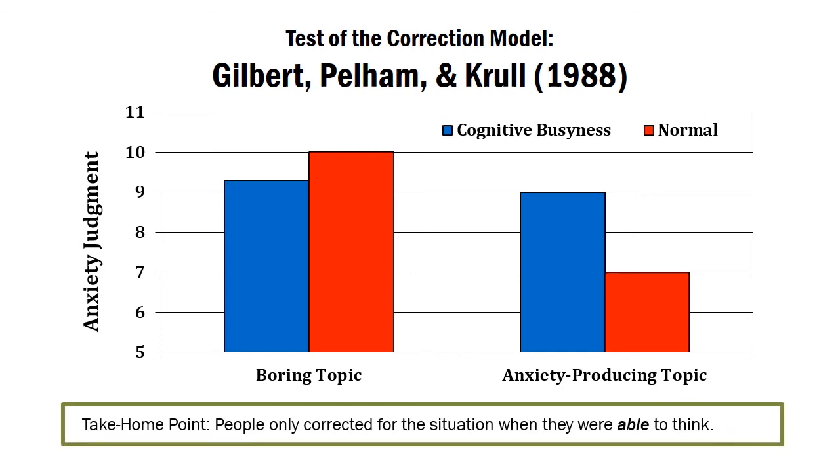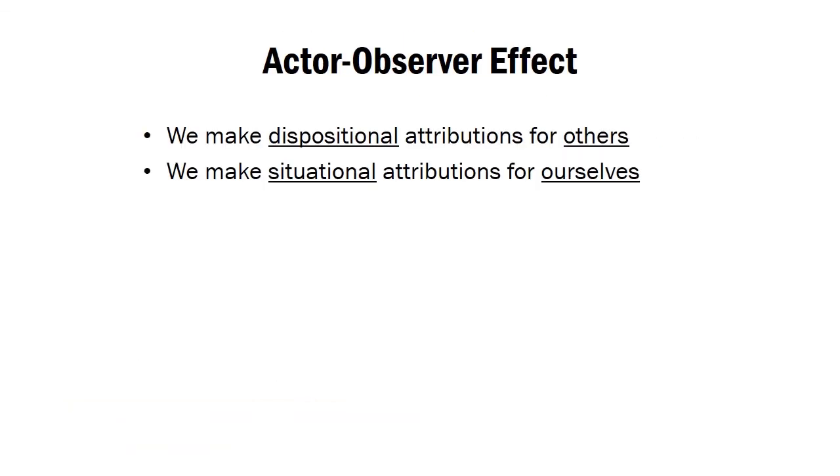Another way in which we might see people drawing situational attributions is in what's called the actor-observer effect. In general, we tend to make dispositional attributions for others, as we saw with the fundamental attribution error on average. But we make situational attributions for ourselves. We're more willing to acknowledge situational pressures on our own behaviors.